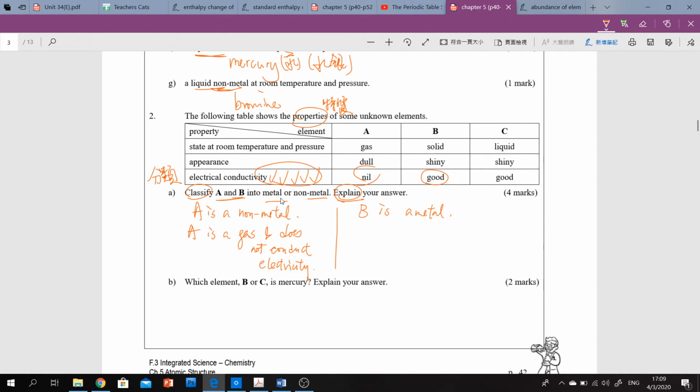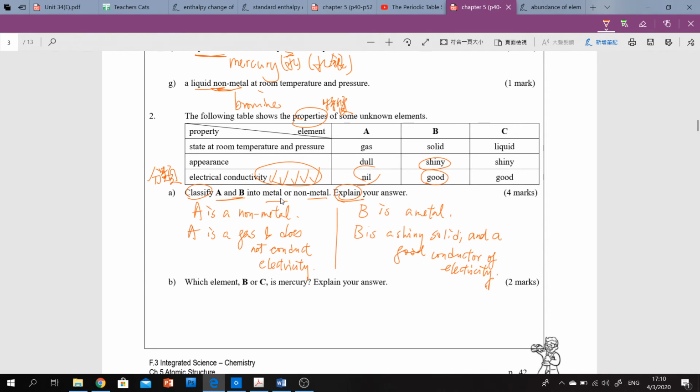While B is a metal, so you know from the appearance, it's not just solid, it's also shiny. B is shiny, that will reflect light. And also, most importantly, this is the most crucial part for you to know it is a metal. It is a good conductor of electricity. So that is a very crucial way to know that. Well, B I would say for sure is a metal.